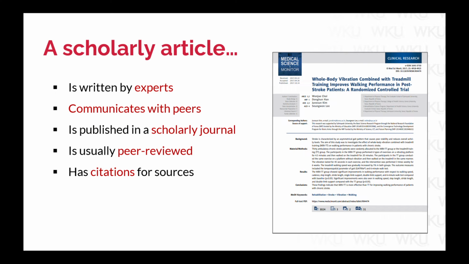A scholarly article is written by experts, such as researchers, professionals, or scholars. Often their degrees and where they work are listed. It communicates with peers and is published in a scholarly journal. It is usually, though not always, peer-reviewed. Peer-reviewed means it is reviewed by several experts in the field before publication to ensure quality and accuracy. Lastly, a scholarly article always includes citations so that you can verify the sources of information.